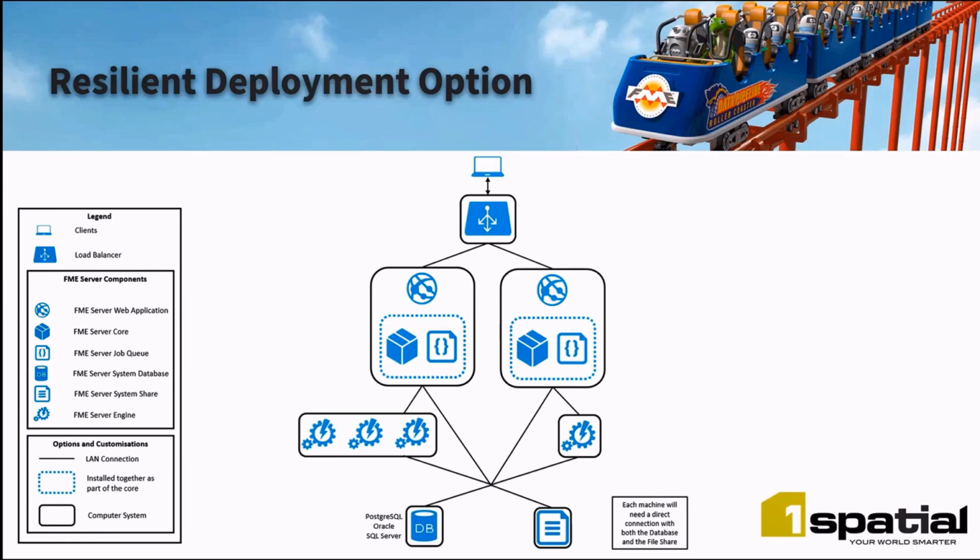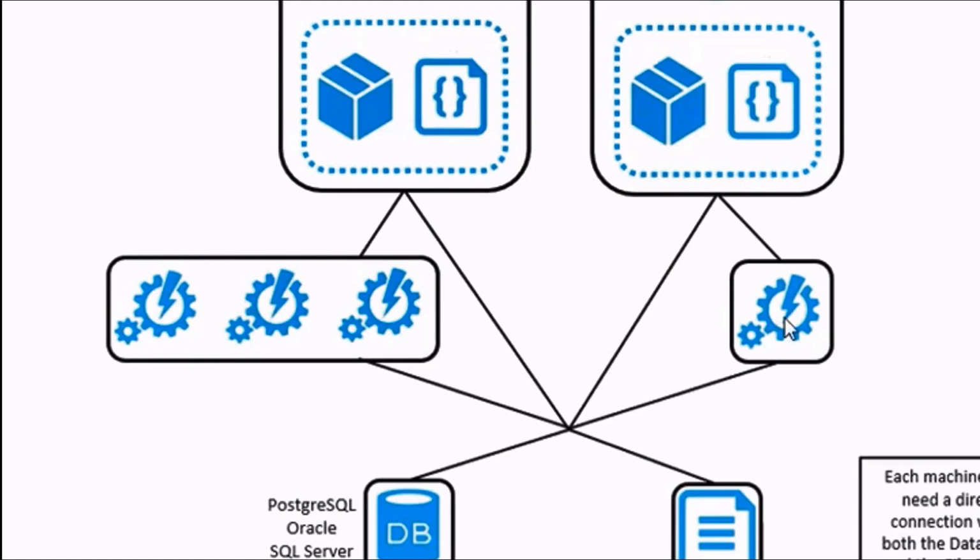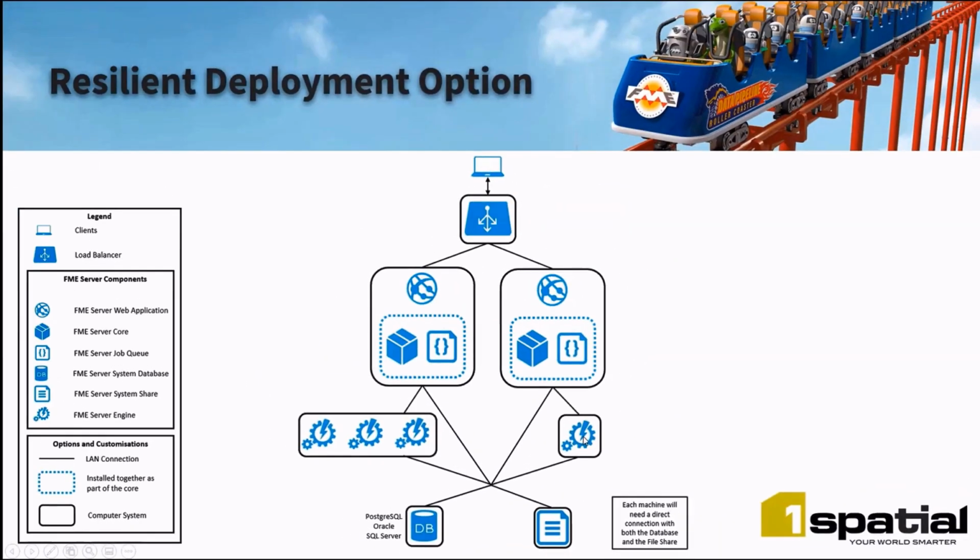Our last example here is a fully resilient deployment, offering resiliency at all tiers. You can see we have a load balancer or web application gateway with two FME Server cores sat below. Each core has a separate distributed engine machine, here and here, allocated to it. And again, we have a separate database and file share. It's important that each core and engine machine in this deployment have a direct connection with both the database and file share. So how does this resiliency work?